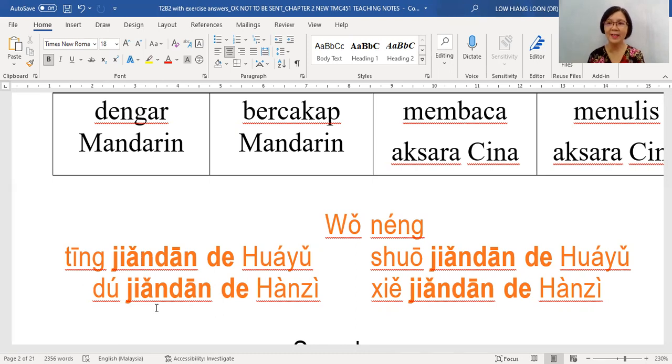Okay, finally. 我能写简单的汉字. I can write simple Chinese characters. 对了。Okay. 好的, like law student. One student.